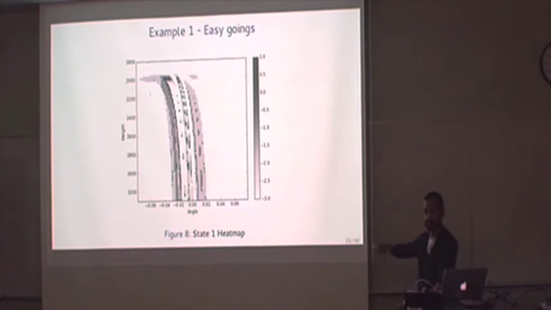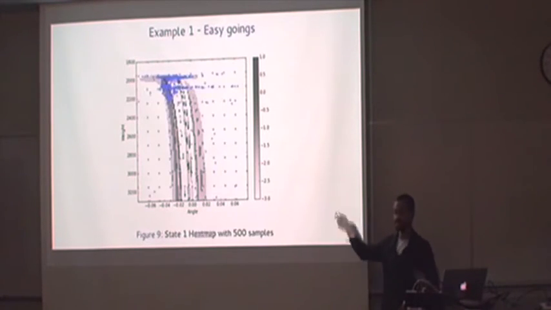This is the function form that it's trying to optimize for that state. And Delaunay triangulation takes all of its samples in.